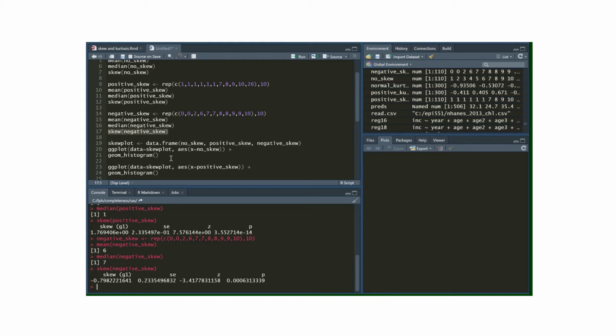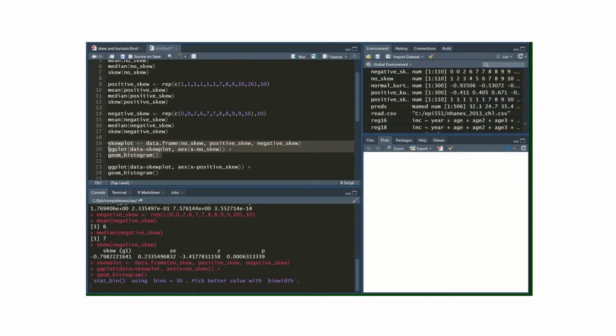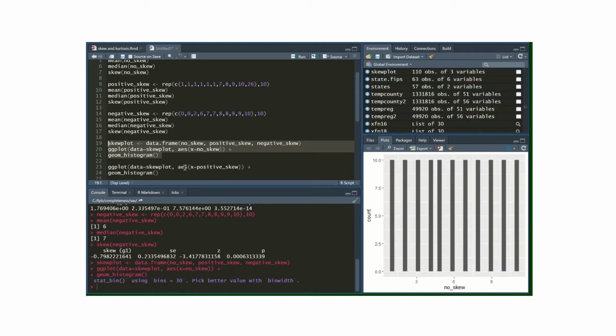Okay, if I plot these skews, the first thing I do in line 19 is I convert my previous results into a data frame, and then I use ggplot, data equals skew plot, which I just created, the aesthetic x variable of no skew, and create a geom histogram. Histogram is a type of data presentation that you've probably seen before. So in our first example, we have a perfectly flat histogram, equal numbers of every value, and the skew is 0.